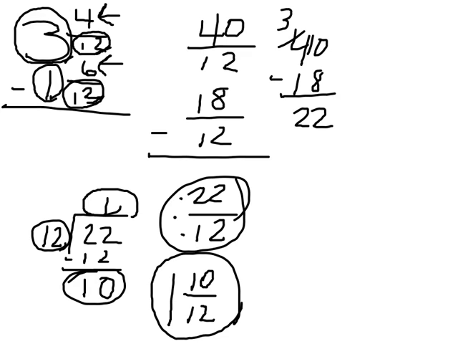So that's the other method if you did not like the borrowing from the whole number method. You could change them into fractions in order to subtract, and then change your final fraction back into a mixed number.